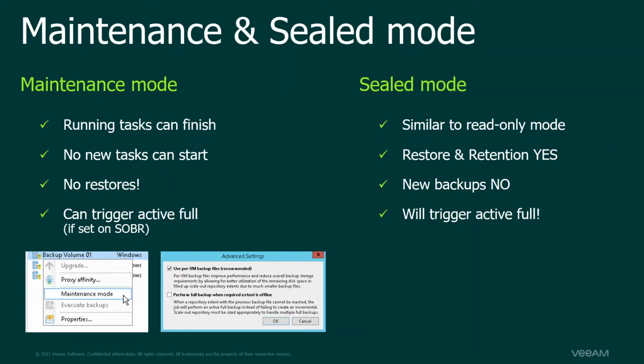So when we put something in maintenance mode or in sealed mode, when a new backup copy is being performed, the new backup copy will be an active full backup. The difference between sealed mode and maintenance mode is that with sealed mode you can still access the data. So you are still able to do a restore, but new backups will automatically be performed on a different extent and will be an active full.